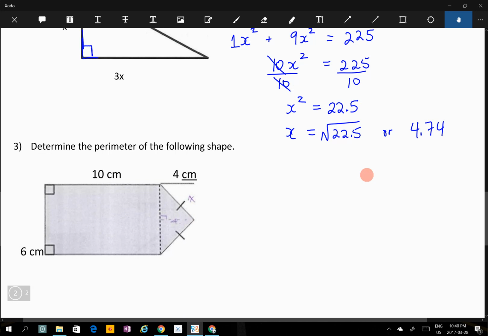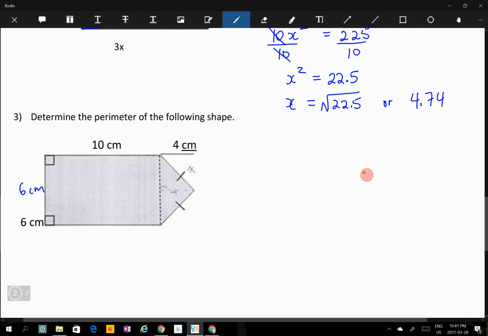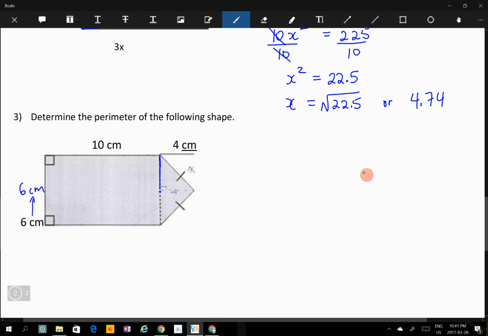Number 3, determine the perimeter of the following shape. So here I have 6 centimeters on this side, 10 centimeters, 4 centimeters. So where's the Pythagorean theorem going to be used here? Well, you might see there's a triangle here, a right angle triangle that I can create by cutting the big triangle in half, right? So I'm just going to take that piece of the triangle out. And I need to find this side here, the hypotenuse x, and I know that this side is 4 centimeters.